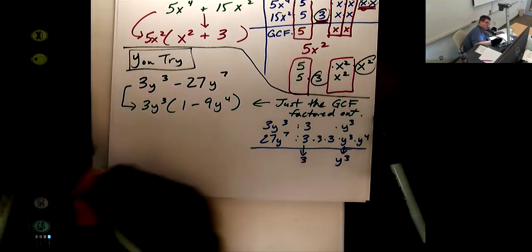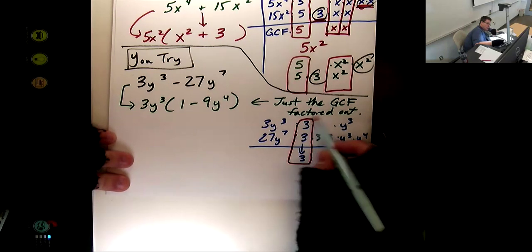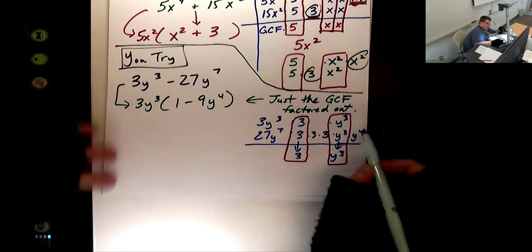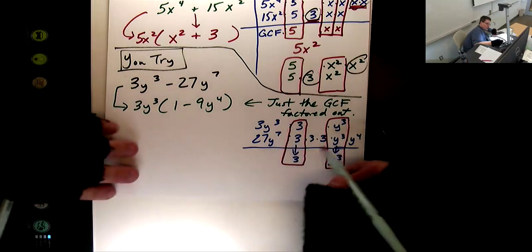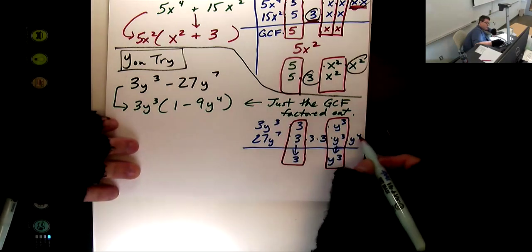So I made the table. I grouped my y's by the lowest exponent, which was 3. And I'm basically figuring out what the exponent is. I needed to add up to 7. So 3 plus what equals 7? 4. So that's the exponent that goes there.